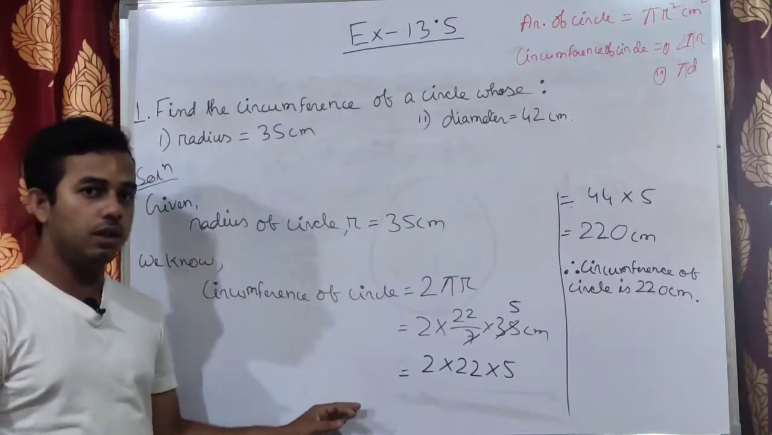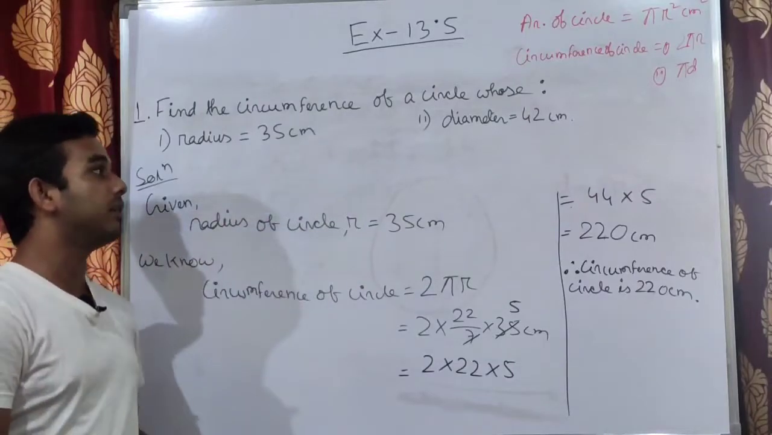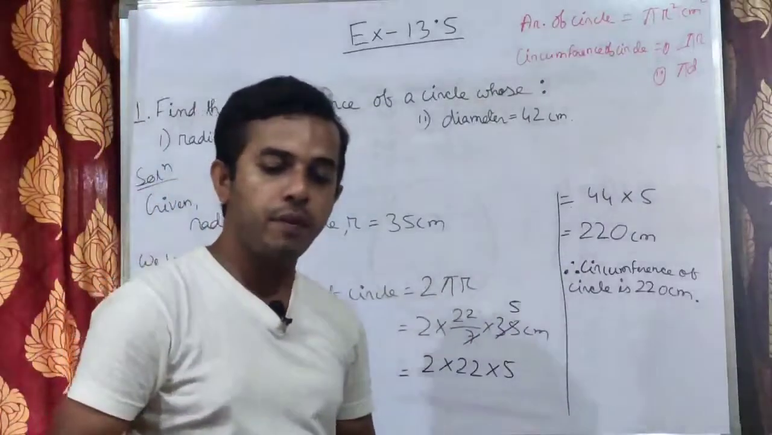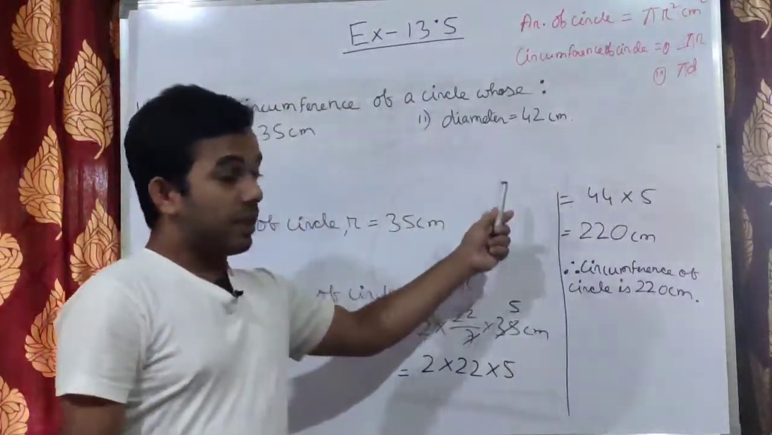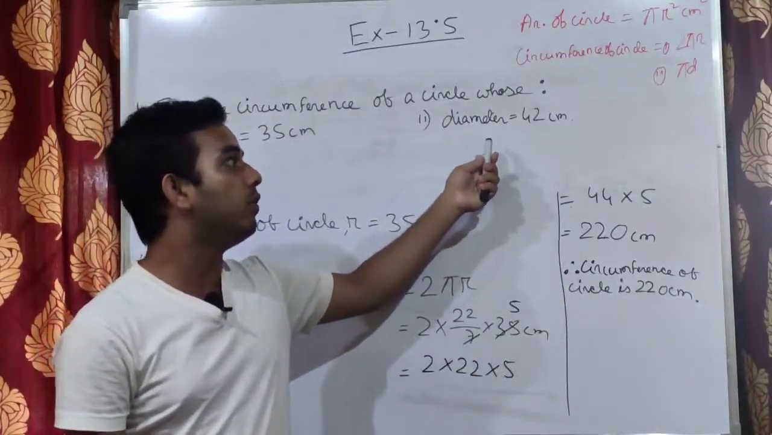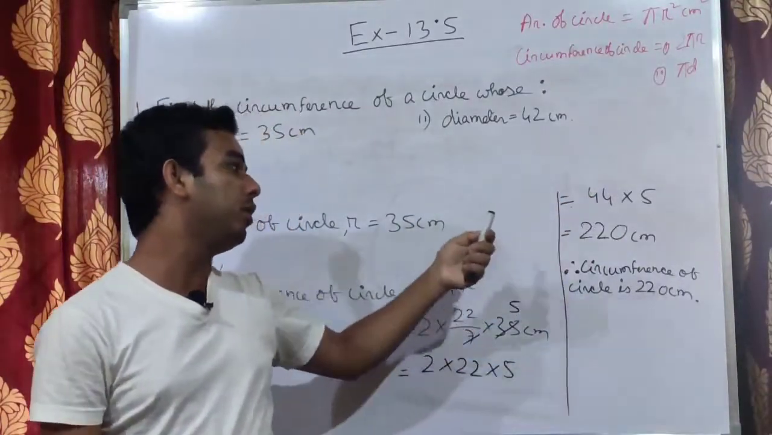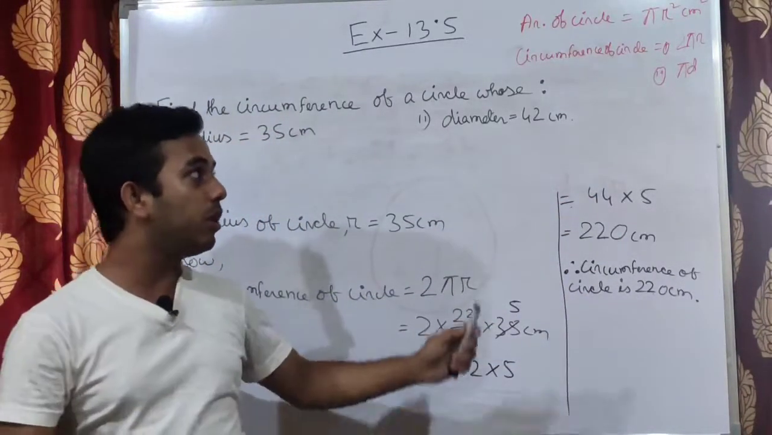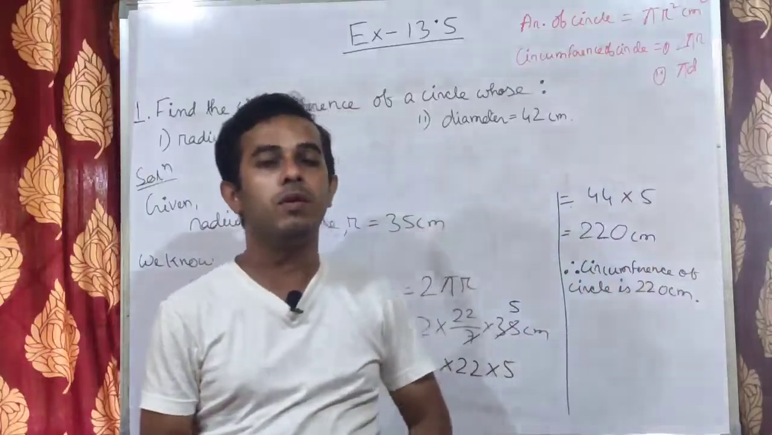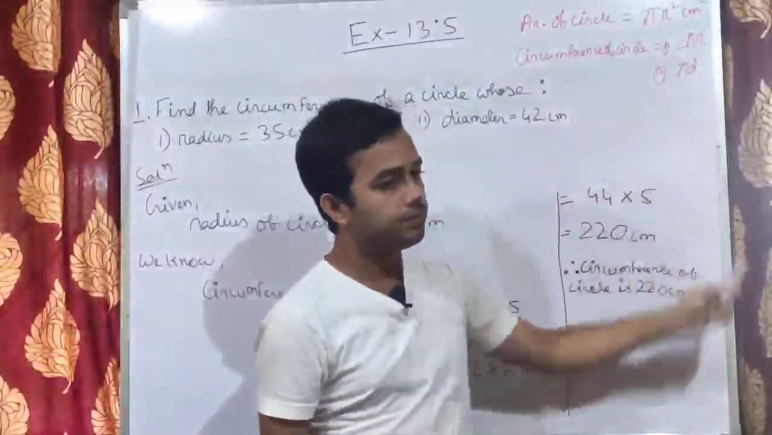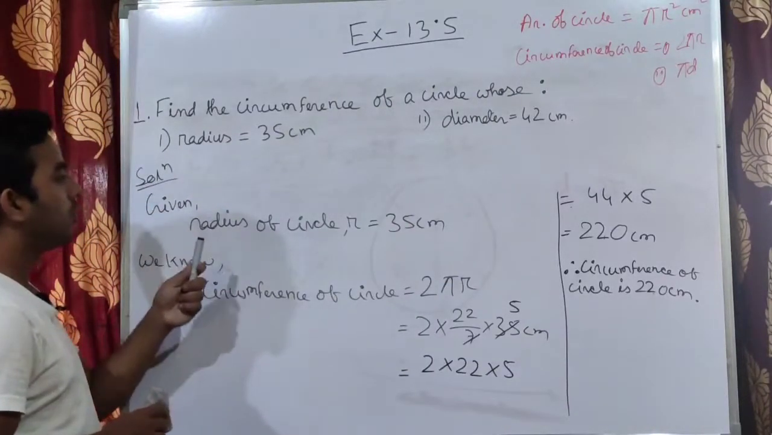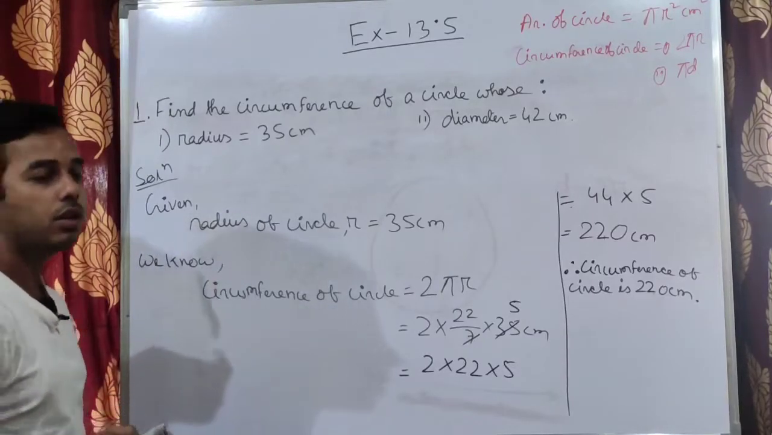So this is our first solution for radius 35 centimeter. Next is diameter 42 centimeter. We can find this circumference with radius after finding radius also. First of all, what we will do? We will find radius from this, and then we will proceed with this formula. So we have this easy formula, that is derived by putting value of d. So we will use this one, that is pi d. So like this we will also write solution given, then in place of radius we will write diameter.